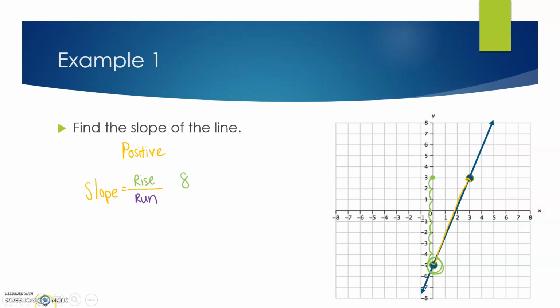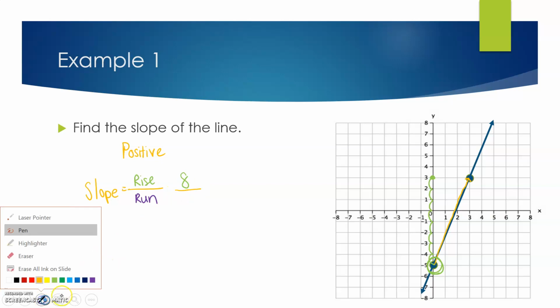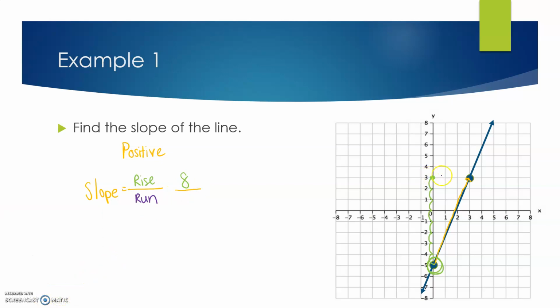So I have a rise of 8. And next I need to see how many do I run to get from this point to this point. So this one I'd have to go 1, 2, 3. I run 3. So my slope is 8 over 3. And I knew it was positive because as I look left to right, it's moving up.